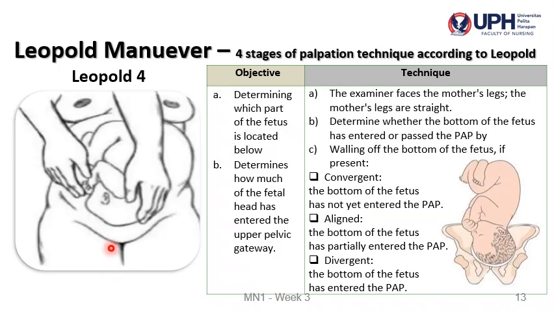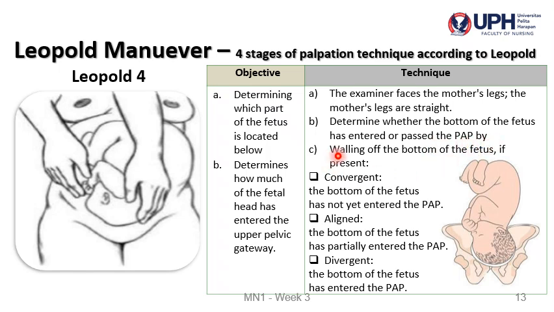The next one is Leopold 4. You're going to determine which part of the fetus is located below and determine how much of the fetal head has entered the pelvic gateway. So the examiner faces the mother's legs. The mother's legs are asked to be straight, and then you determine where the bottom of the fetus is, or whether the head has already entered the pelvic inlet.